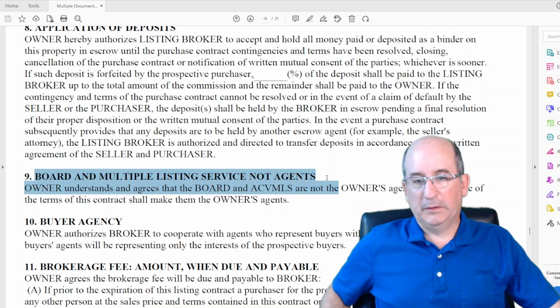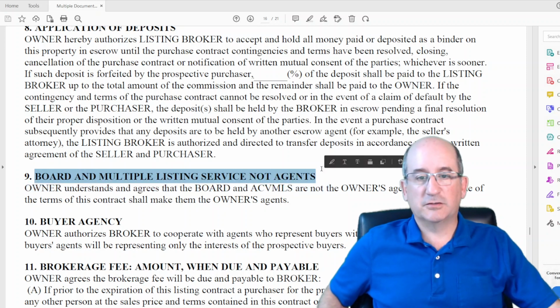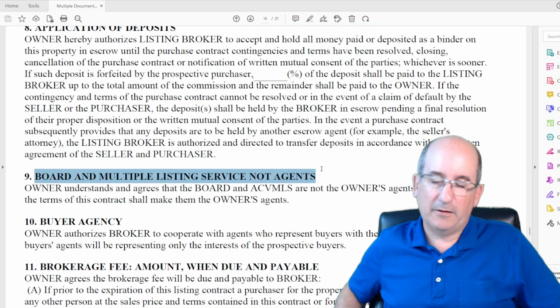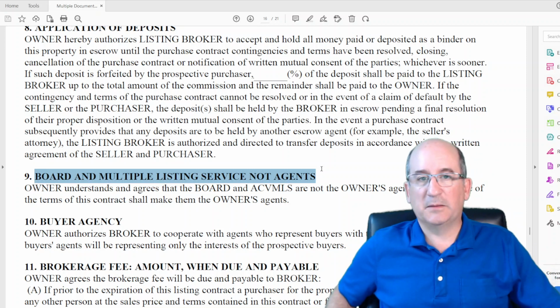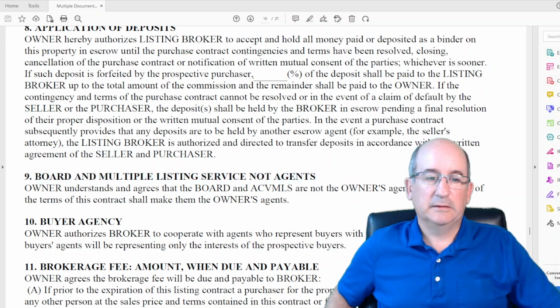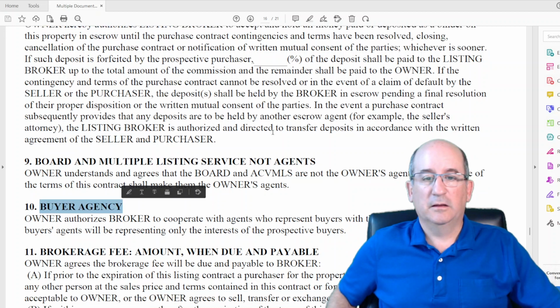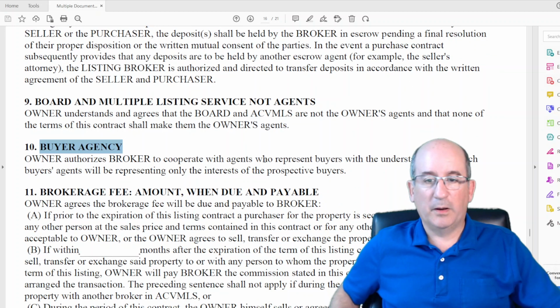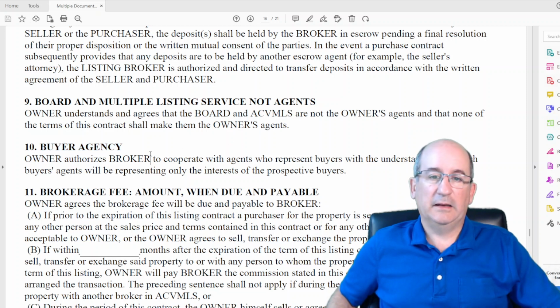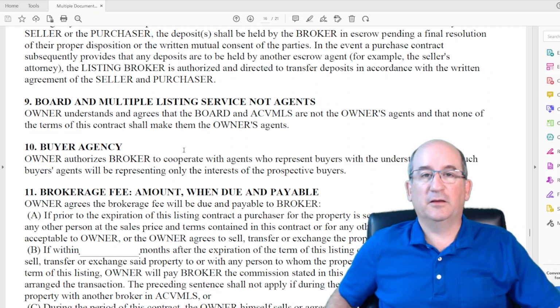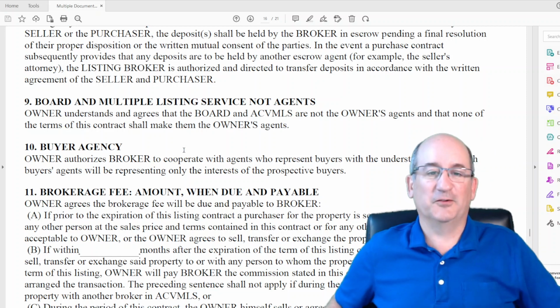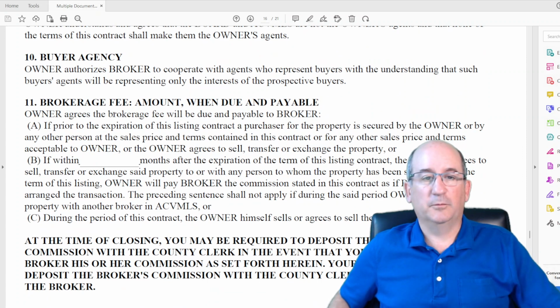The board and the multiple listings service are not agents. They're organizations that are in the background that help agents like me sell properties. Buyer agency. You authorize me to cooperate with other agents who may have buyers, and I don't know who those buyers are, but their agents do. And this just says that you're giving me permission to cooperate, which is pretty much what we have to do because those are rules of the National Association of Realtors. All right. Thank you.